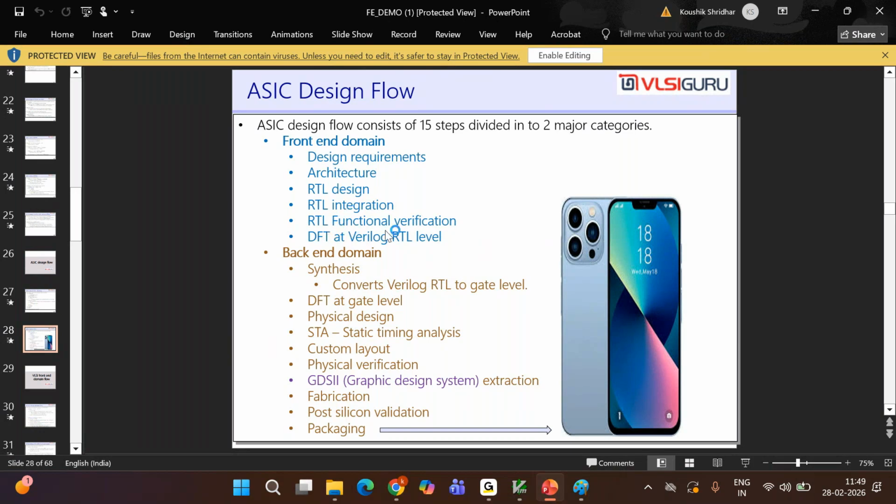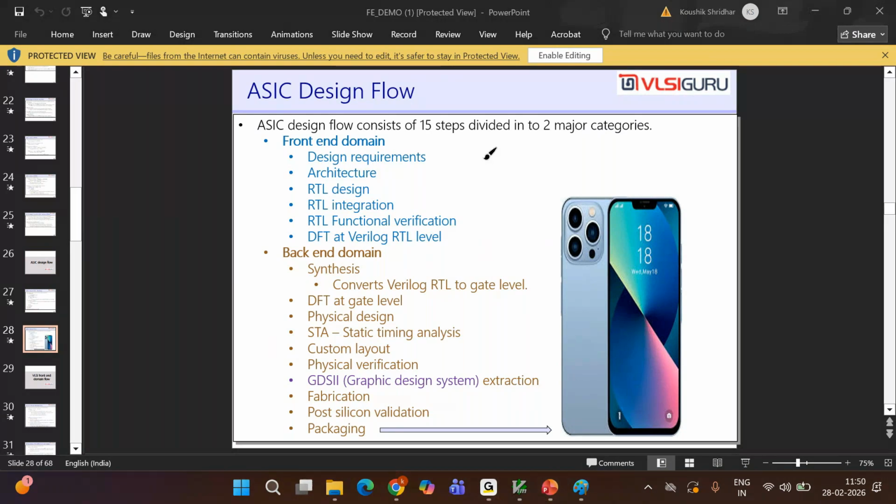Later comes the functional verification, where engineers use their skills such as digital design, Verilog, SystemVerilog, and UVM to develop a verification environment or verification test bench for the given design. Understood? This is where our job role comes under: functional verification.